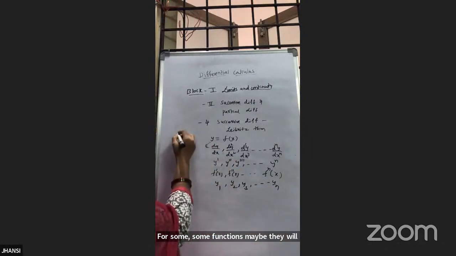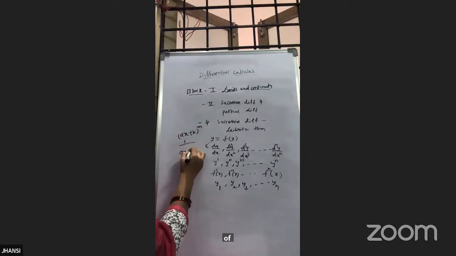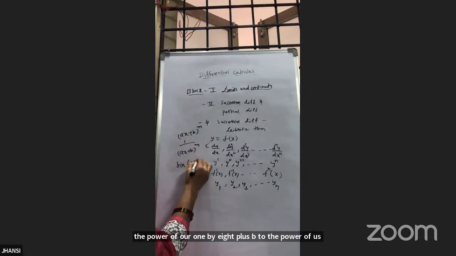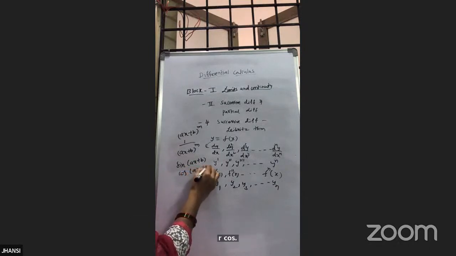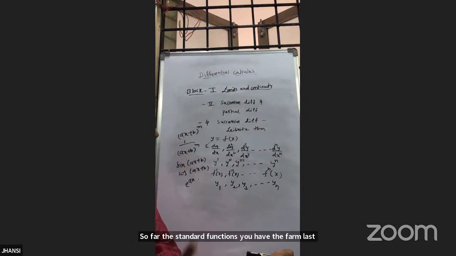And also, in the textbook, some standard forms are given for some functions, which are in the form of ax plus b to the power of m, or 1 by ax plus b to the power of m, or sine ax plus b, or cos ax plus b, or e to the power of ax. Like this, different functions will be there. These are called standard functions. For these standard functions, the formulas are there in the textbook. Proof is also there, how you got that answer.